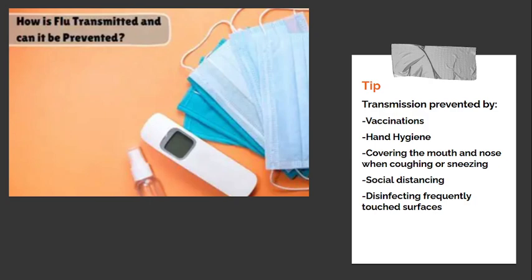Transmission of influenza. Influenza transmission primarily passes from person to person via respiratory droplets expelled by infected individuals. Transmission can also occur through contact with contaminated surfaces. Influenza is not transmitted by biological vectors. Transmission can be prevented by vaccinations, hand hygiene, covering the mouth and nose when coughing or sneezing, social distancing, and disinfecting frequently touched surfaces.